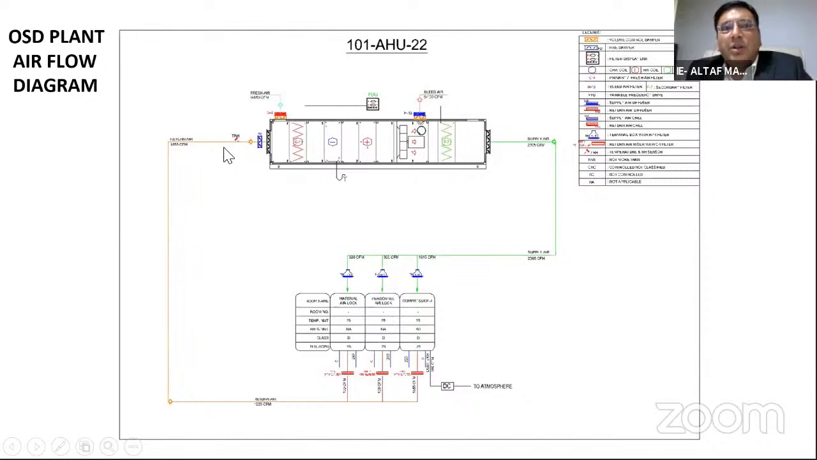And in a particular OSD plant, the process area AHUs like compression, granulation, the bleed air which is shown here, this bleed air is exhausted with a HEPA filter. So this HEPA filter will ensure that whatever bleed air we are exhausting will be through HEPA. So that is also to avoid any contamination in the atmosphere.